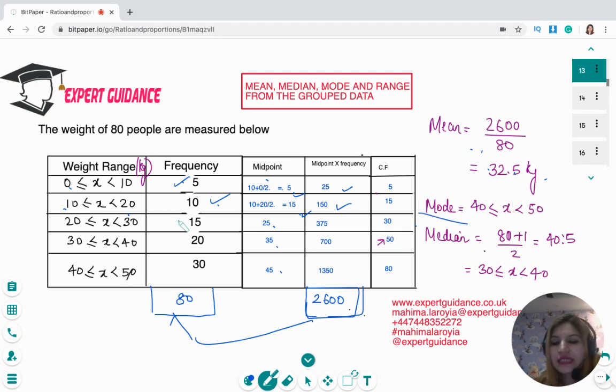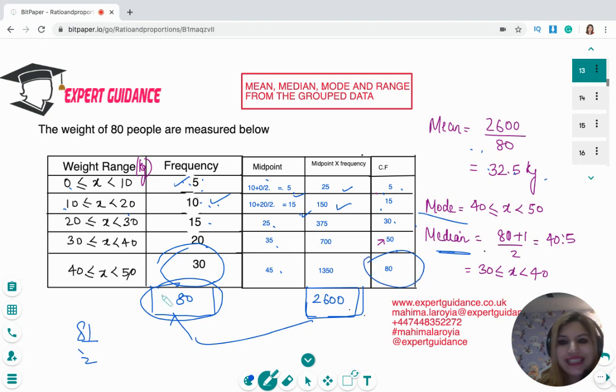My mode is the range which has the highest frequency, which is the 40 to 50 range. And for the median, the total frequency is 80. So I'll work out 80 plus 1, 81 over 2. That is where my 40.5th term lies. I'll work out the cumulative frequency. For cumulative frequency, you write the first number, then add the first to the next. So 10 add 15 is 25, and 30 plus 20 is 50. You need to make sure the last number of the cumulative frequency is the total of the frequency. If it is, it means you have done it correctly. So now my median is the 40th and 41st term average.